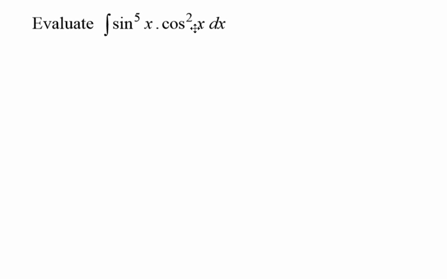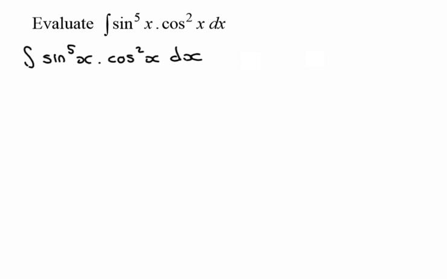The derivative of cos x is negative sine x. But now I see sine to the power of 5x. Very different story. So what we can do in this case, very similar to the previous one, let's just write this out again. So I'm dealing with the integral of sine to the power of 5x times cos squared x with respect to x.